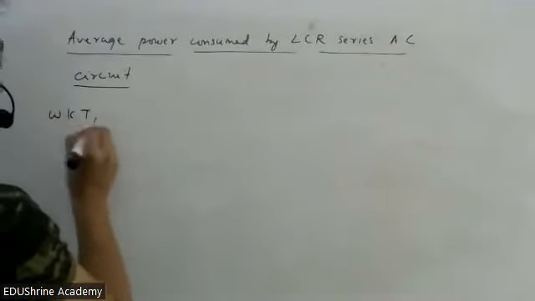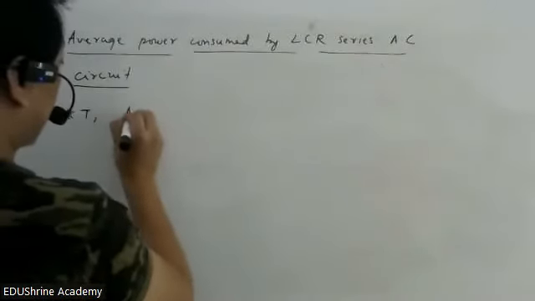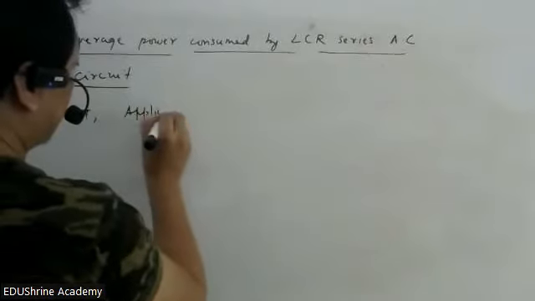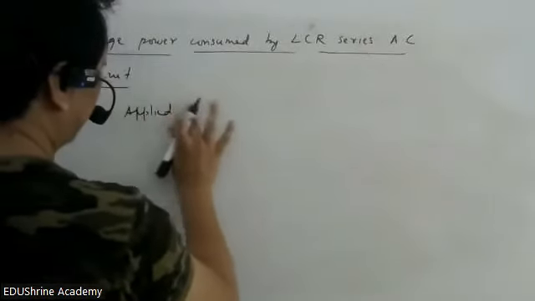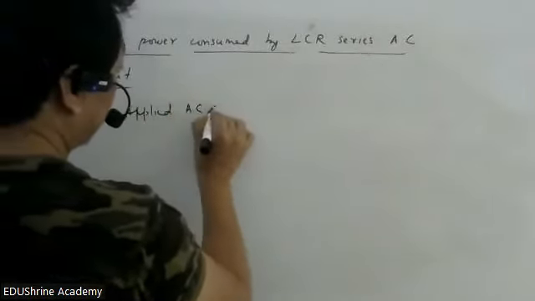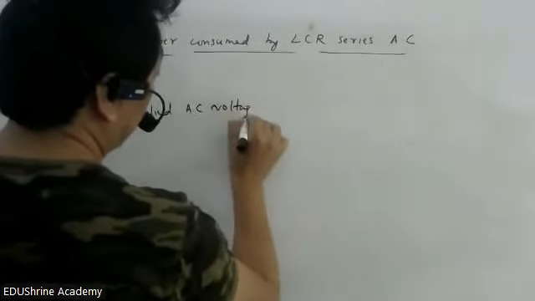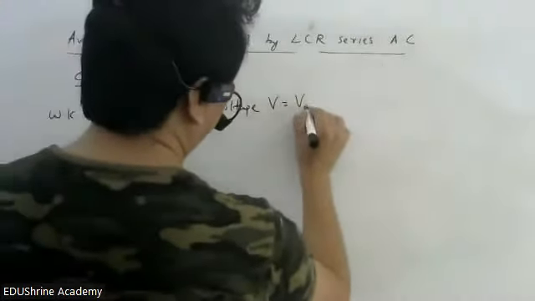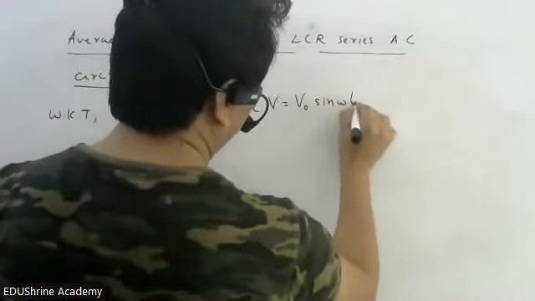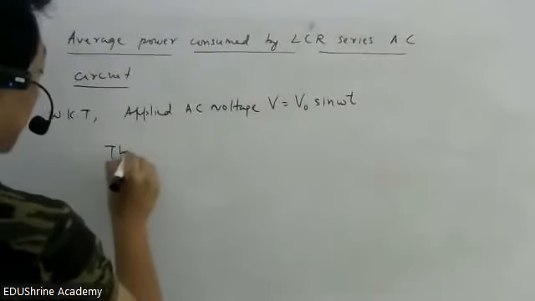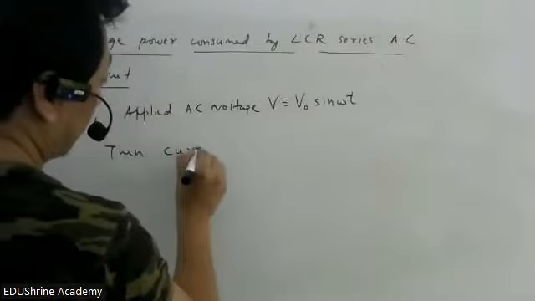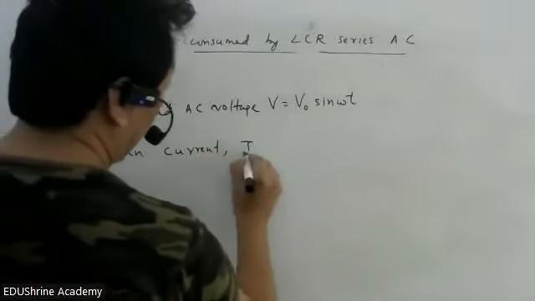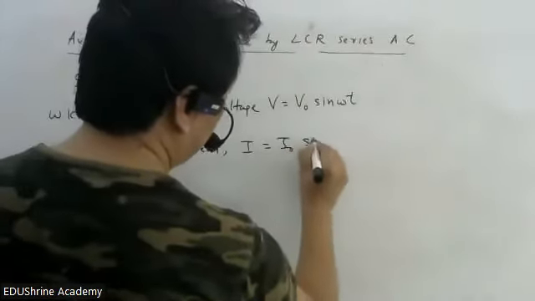We know that the applied AC voltage V is V naught sin omega t. Then the current I will be I naught sin.